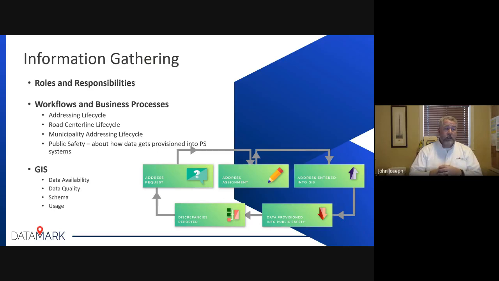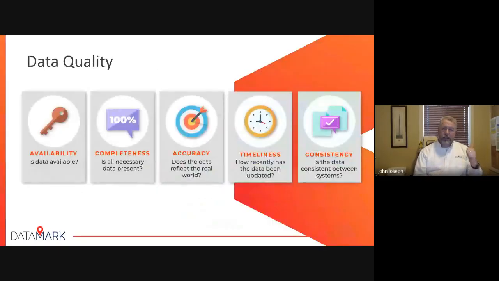When we look at our workflows and the business processes, how are addresses requested? How do we assign those? How do they get entered into the system? This is all part of understanding those workflows and business processes I talked about earlier. And then, of course, we need to start thinking about the GIS data itself. What is the data quality? Here's what I mean when I talk about data quality. The first idea is: is the data available?